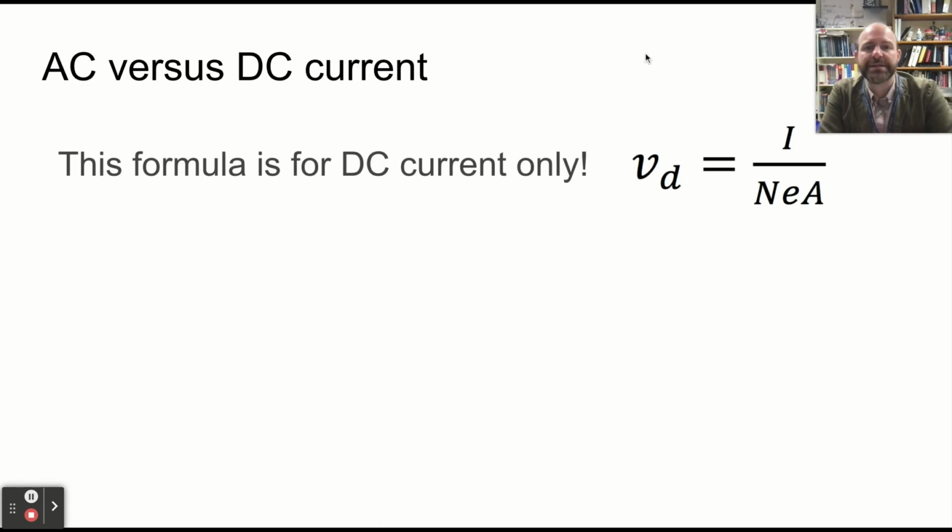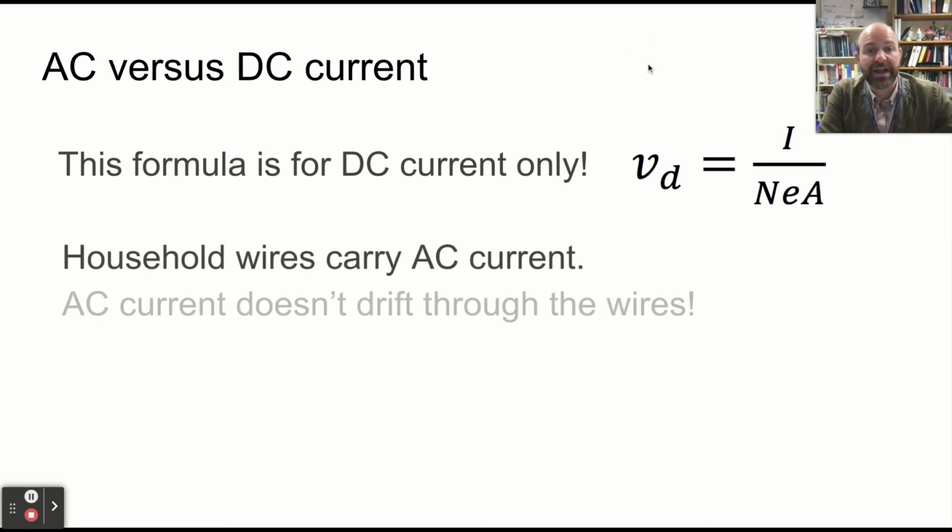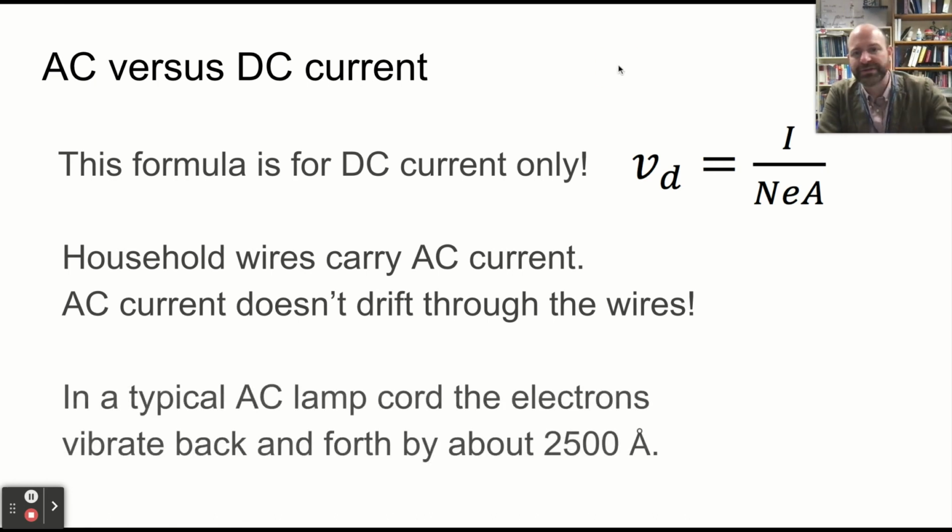So there's one other piece, this really only applies to DC current, like with batteries and that kind of thing. Household wires carry AC current, and AC current is a sinusoidal graph, like the current changes direction constantly. And so it doesn't actually drift, right? Over time, it just moves back and forth.